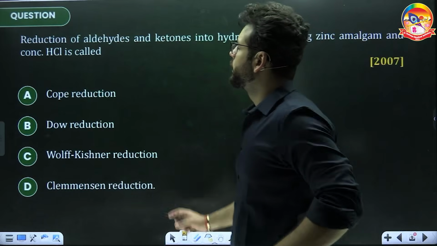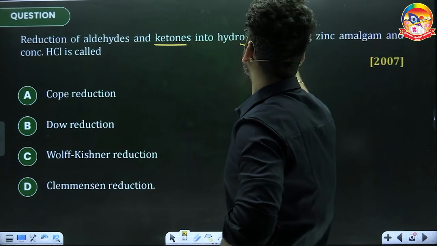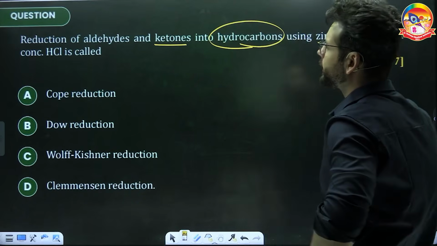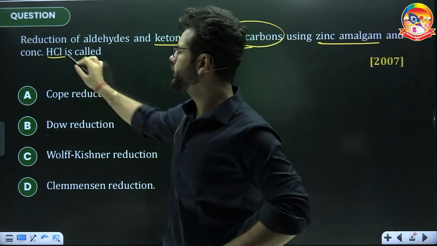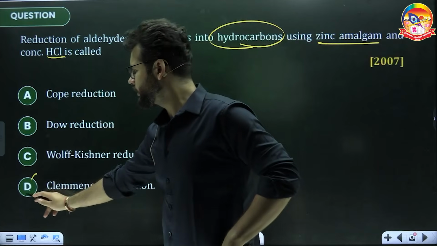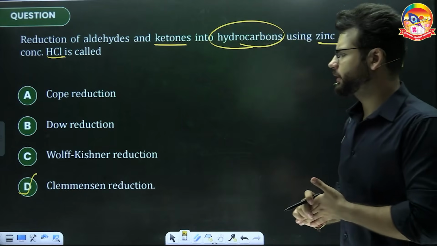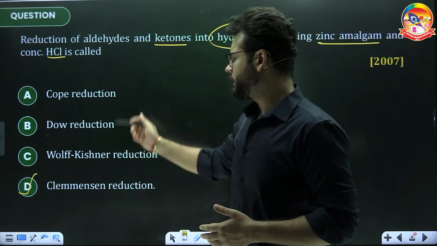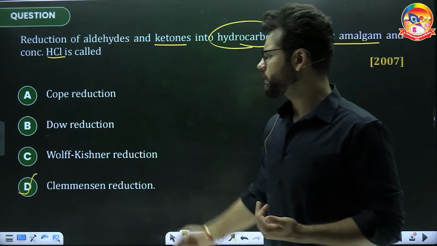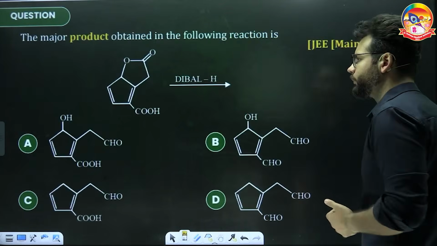Next one, reduction of aldehyde and ketone into hydrocarbons using zinc amalgam and HCl. Again, just now we have studied, this is going to be Clemmensen reduction. Zinc amalgam in the presence of concentrated HCl, Clemmensen. Other ones are not there in your syllabus, only Clemmensen reduction, DIBAL-H reduction, Wolff-Kishner already we know.